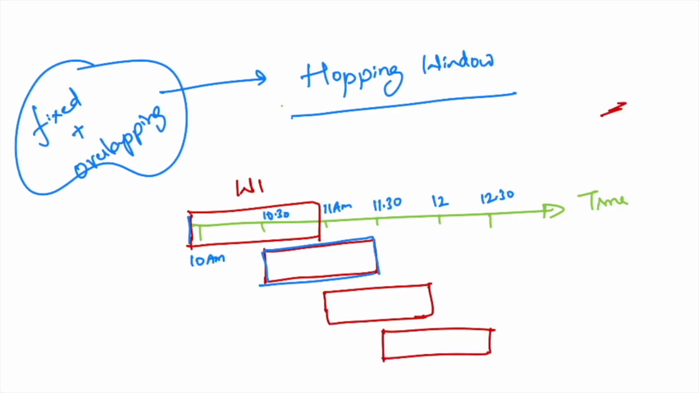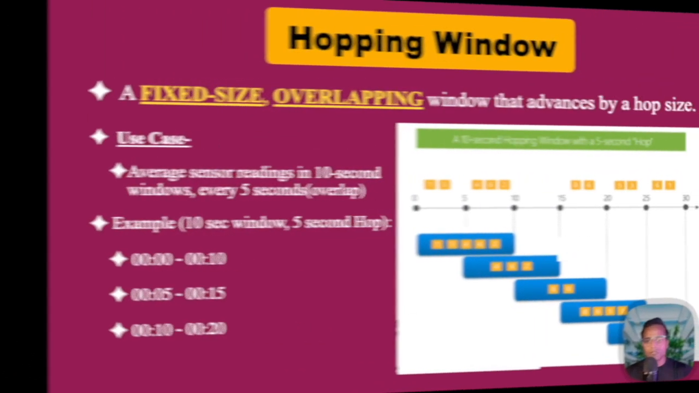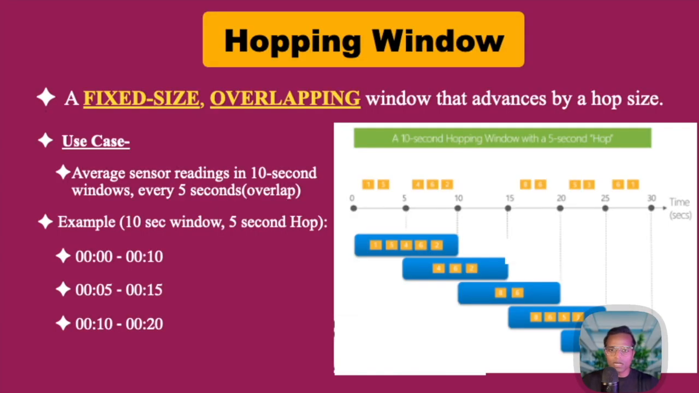Now, what is the use case for this? The use case is if you want to do moving averages or running averages, these kinds of use cases fall into this hopping window. So a hopping window is a fixed size overlapping window that advances by a hop size. A typical use case is an average sensor reading in a 10-second window where the hop is every 5 seconds. So 0 to 10, 5 to 15, 10 to 20. That's how the window and the hop moves.